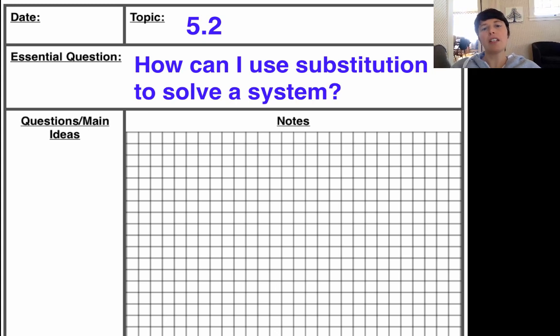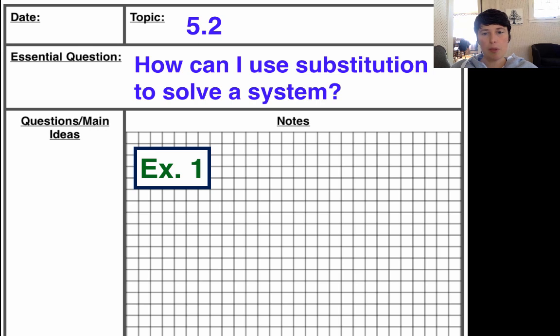Essential question is, how can I use the substitution method to solve? So substitution is a way of getting around having to graph. We already know what a system is. A system is when you have a graph with two or more lines on it and you're trying to find where those lines cross, where is the point of intersect. So if you're looking for the point of intersect, graphing's great, but you don't always want to graph. You want some other methods, and that's where substitution kind of comes into play.